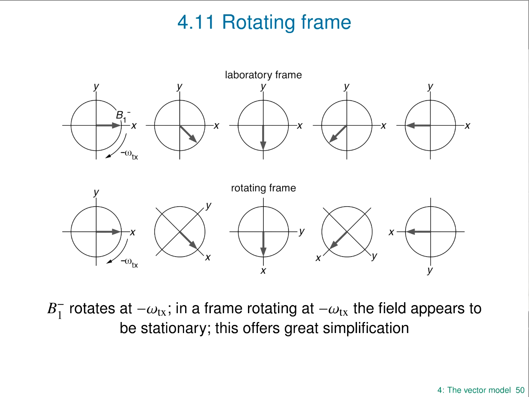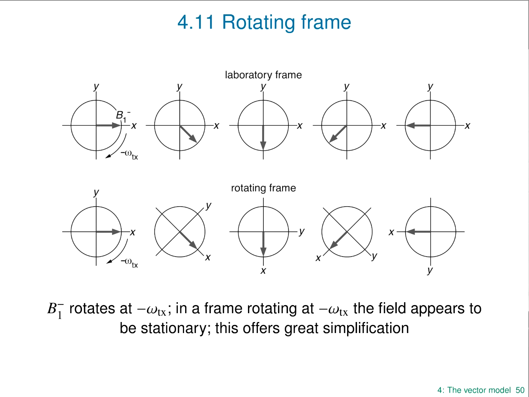And the trick about the rotating frame is if you make the axes, instead of having them fixed, go round at minus omega Tx, then it looks as if the magnetic field is not moving at all. So the point of going to the rotating axis system is it makes it seem as if something that was going like this is actually static. And that actually makes life much simpler when it comes to working out what happens next. So the rotating frame is just a device to get rid of the time dependence of this rotating component.